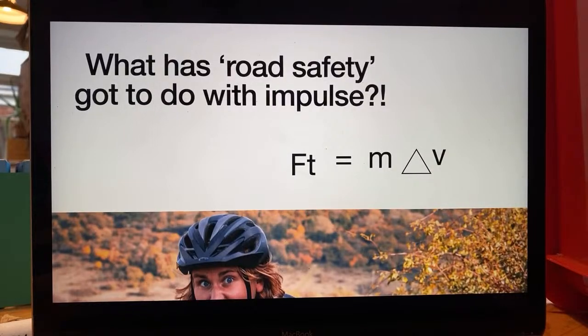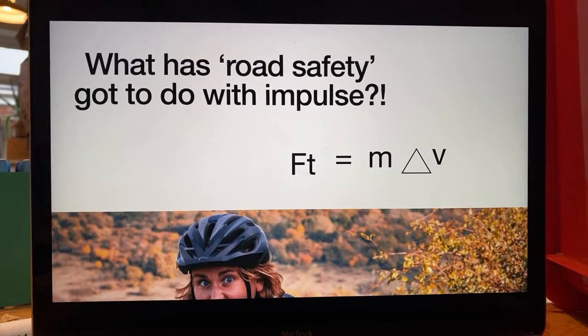What has impulse got to do with safety belts or baby car seats? I will tell you.